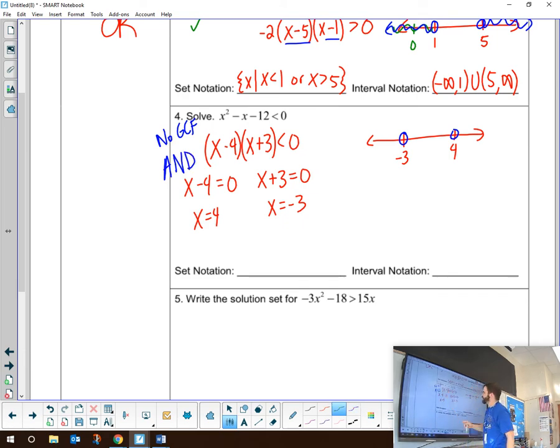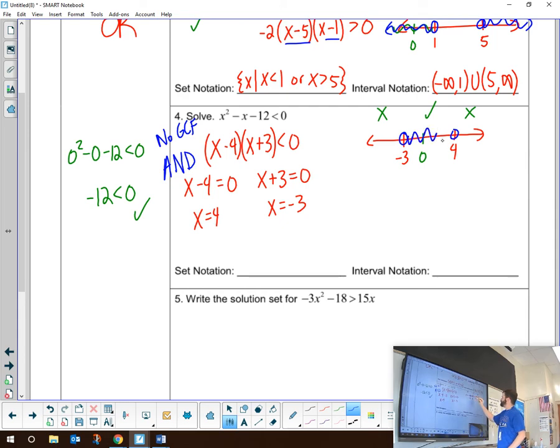But let's check. Let's plug 0 into my original equation. Let's go 0 squared minus 0 minus 12 and see if that's less than 0. Well, 0 minus 12 is -12. Is -12 less than 0? Yes. So wherever 0 is, which is right in the middle, is the true one, and we're not going to fill in the ones on the outside. So we're just going to fill in the one in the middle.